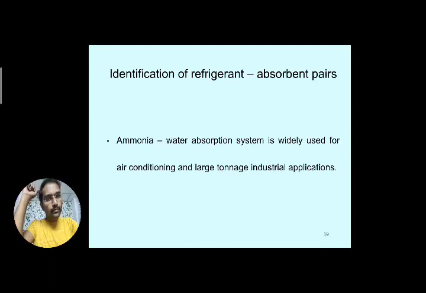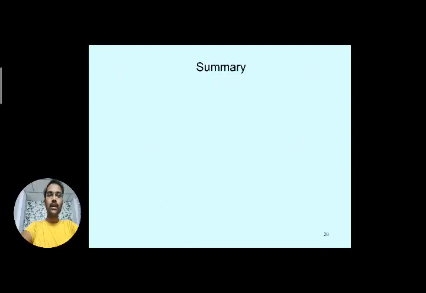Here, the same point again: the ammonia water absorption system is widely used for air conditioning and large tonnage industrial applications, as discussed in the history part. For larger capacity, we use these VAR systems, vapor absorption refrigeration systems. Mostly they are used in industrial applications, more for air conditioning in industrial purposes, right?